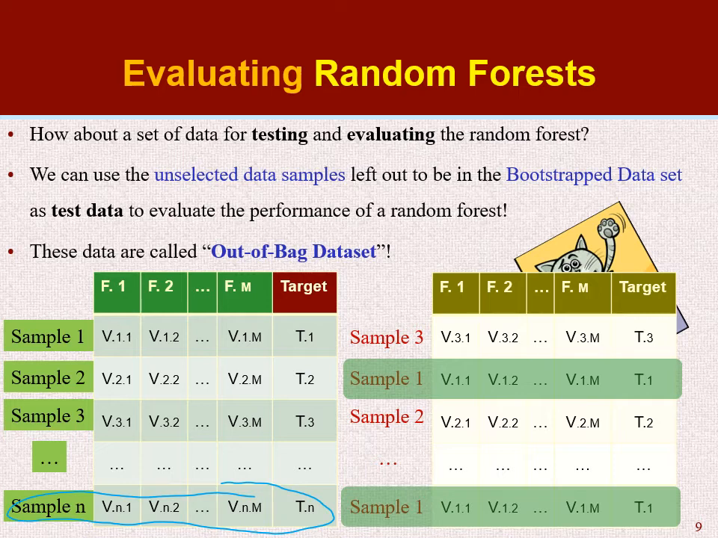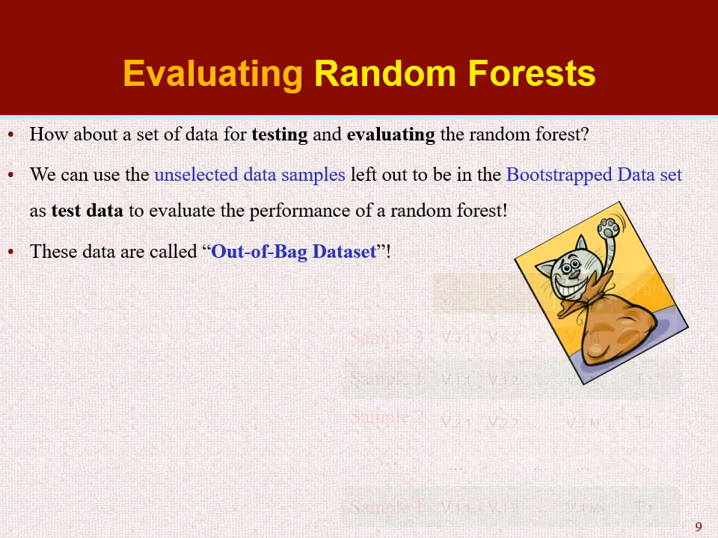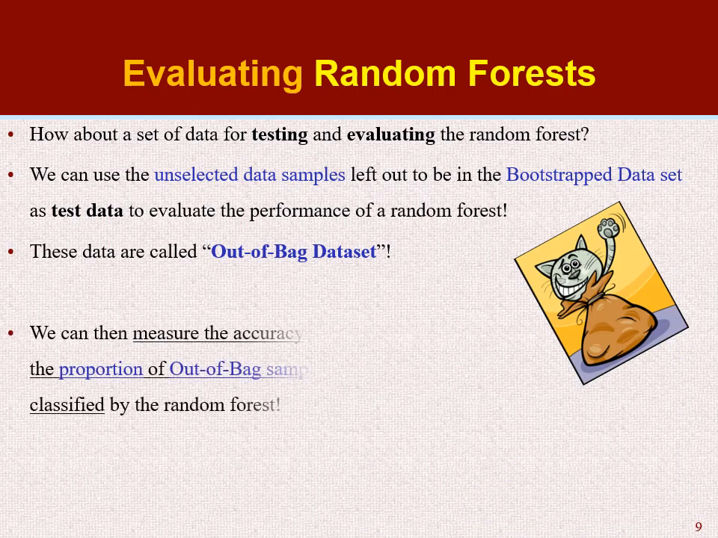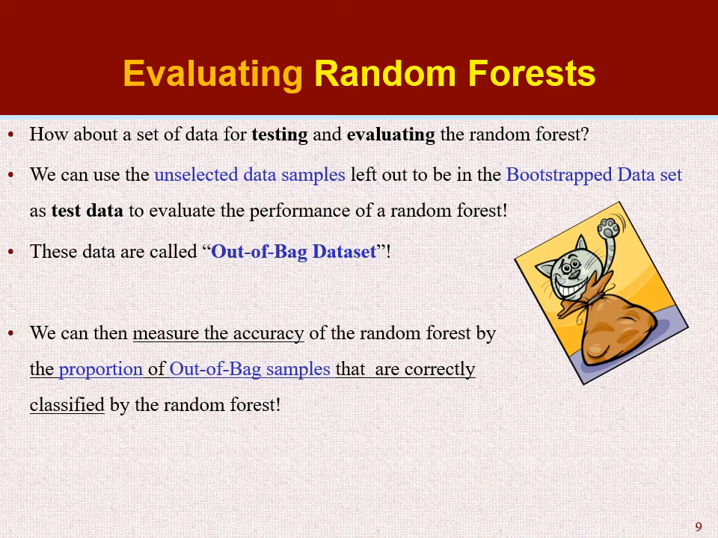There are a lot of other samples that have not been selected if you consider a larger dataset with more samples. These samples that have not been selected to be included in the bootstrap dataset are an example of the out-of-bag dataset. We use the out-of-bag dataset for evaluating the performance of the random forest. We can then measure the accuracy of the random forest by the proportion of out-of-bag samples that are correctly classified by the random forest.